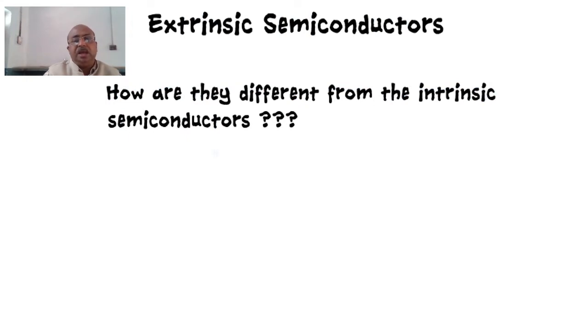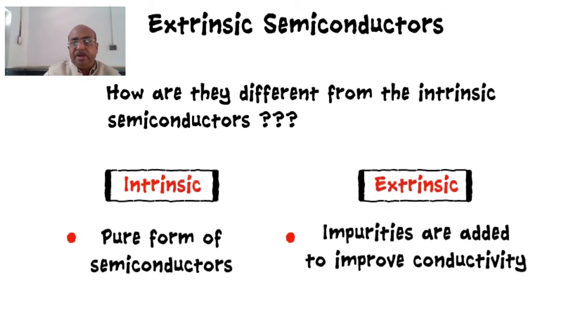Now let us have a look at what extrinsic semiconductors are and how they are different from intrinsic semiconductors. Intrinsic semiconductors are the semiconductors which are available in pure form, while extrinsic semiconductors are those which are not pure. There are some impurities added in it. This is also termed as doping. When we add some impurity, or do the process of doping, then extrinsic semiconductors are made.